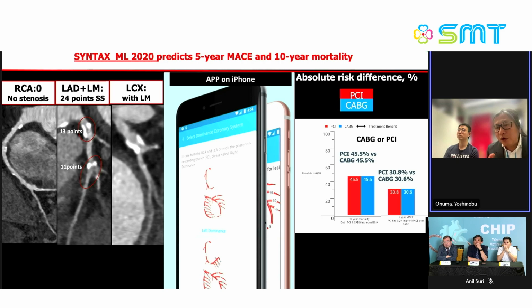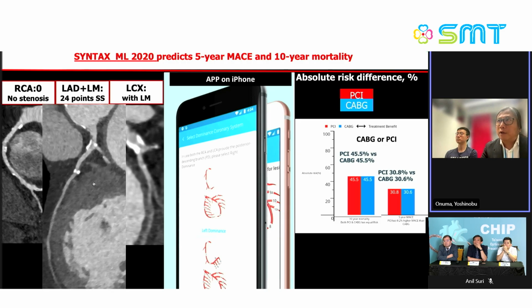And of course, in Europe, the indication for PCI and CABG is somewhat strict. So we have to discuss in the heart team with the surgeon whether the patient is amenable to PCI or should undergo CABG. So we did the SYNTAX score based on CT without angiography. There were 24 points in the LAD and left main. In the right coronary artery, there was no significant stenosis, so there are no points. Circumflex is only counted together with the left main. There was a proximal stenosis just after the left main, but there are no points.